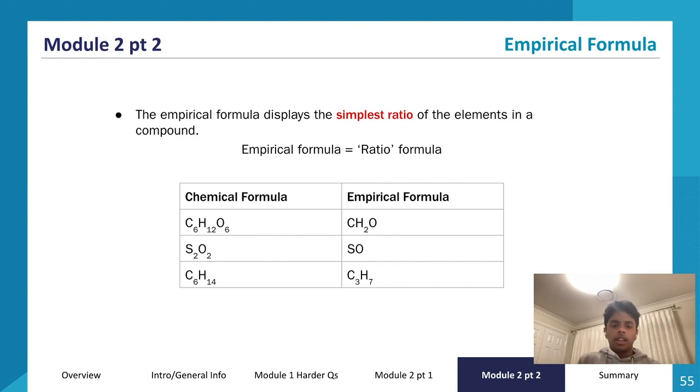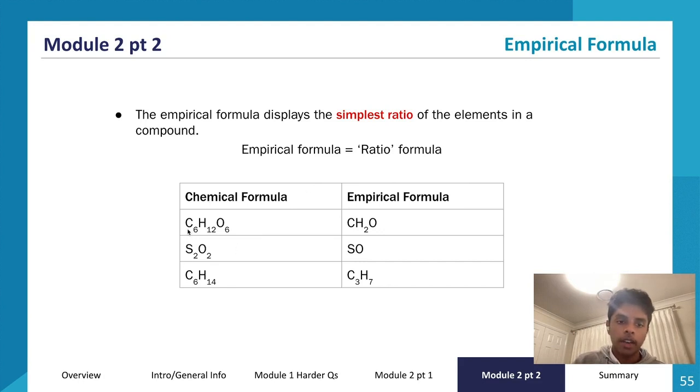So let's look at this compound, C6H12O6. Well, what is the ratio? It's 6 to 12 to 6. What is that simplified? The ratio is 1 to 2 to 1. So C6H12O6 will become CH2O as its empirical formula, because now it's in a ratio of 1 to 2 to 1 in its simplest form.